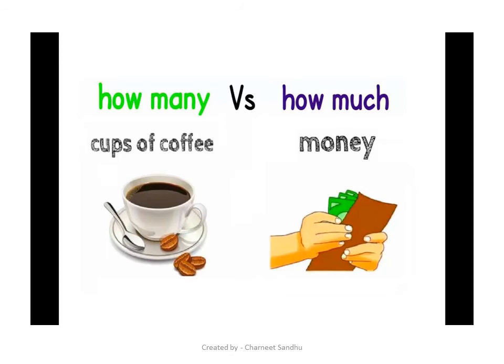So, how many versus how much? How many cups of coffee? Here, cups of coffee is a countable noun. How much money? Here, money is an uncountable noun, and therefore we use how many and how much based on whether your noun is countable or uncountable.